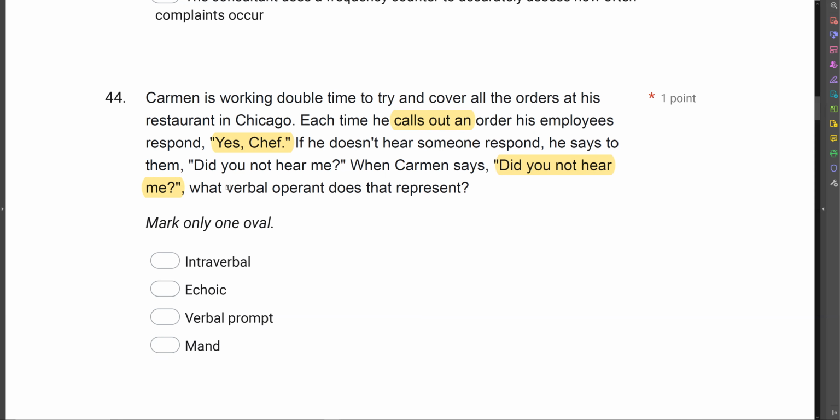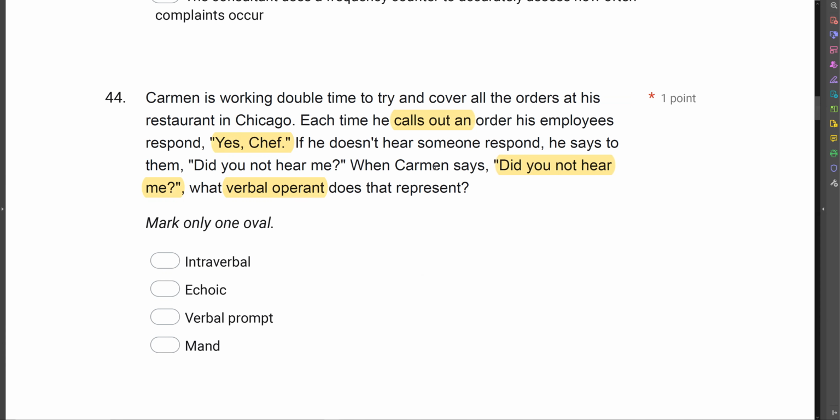And so when we're identifying the verbal operant, we need to identify what evoked it first, because that's going to get us closest to the answer. And then if we still haven't figured it out, then we could talk about formal similarity, reinforcement, that sort of thing. So let's just start, what evoked this? Well, Carmen didn't hear someone respond. So no noise. So a nonverbal stimulus evoked it, or a motivating operation evoked, did you not hear me?